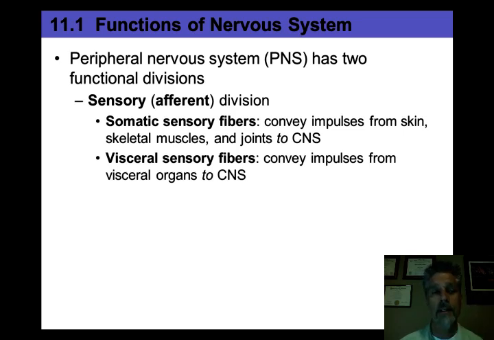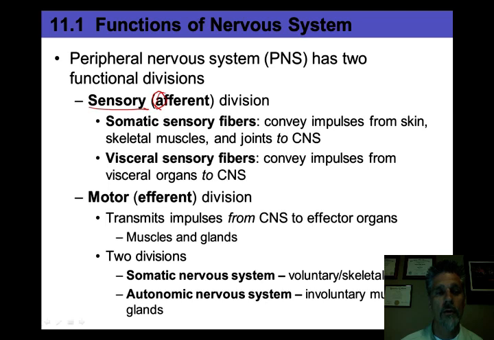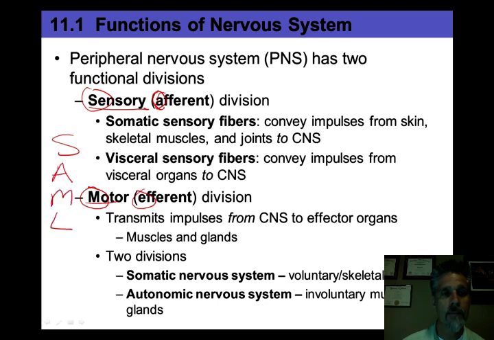Information coming in is called sensory information, also known as afferent information coming in. And then there is motor or efferent information going out. So if you look at the first letter of these terms, you can see how that spells SAME, right? Sensory, afferent, motor, efferent.